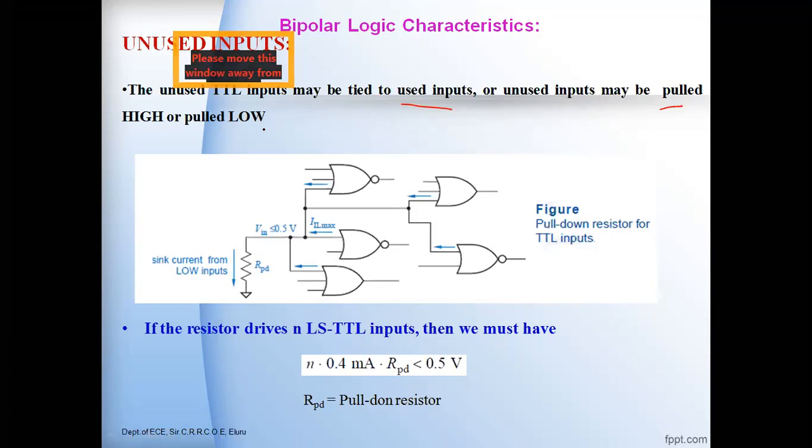But the problem with unused pins in TTL logic is that in CMOS there were not many problems with unused pins. But in TTL, the resistance value of a pull-up resistor and the pull-down resistors is more critical with these gates than with CMOS gates.